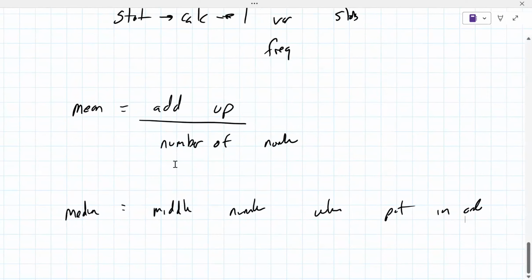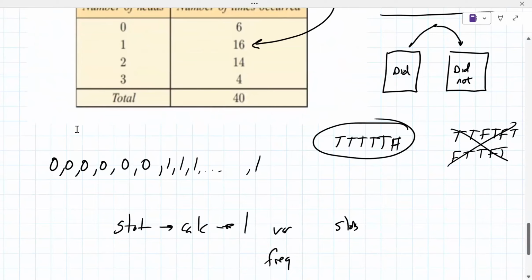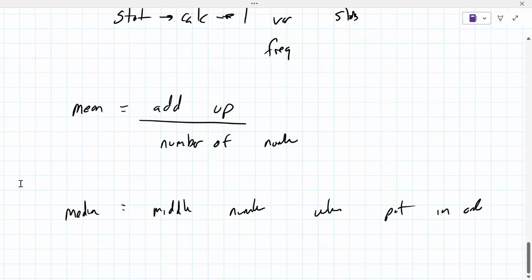I don't really want you to do this with L1 and L2. I want to show you how to do it without that. Median is the middle number. Now there could be two middle numbers, so that's what we're going to talk about in a moment.